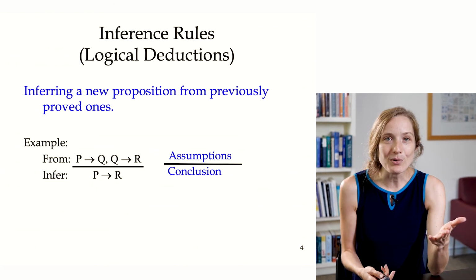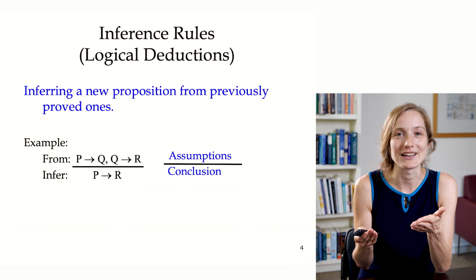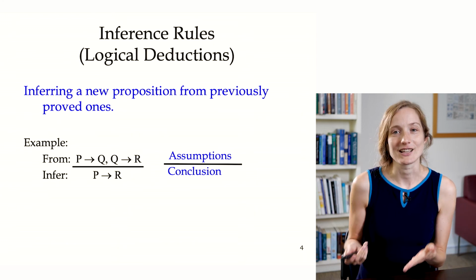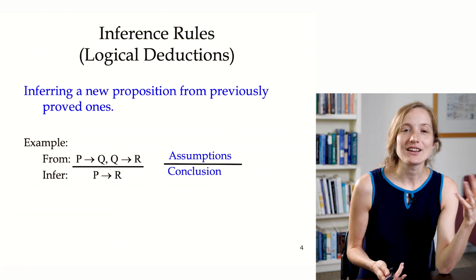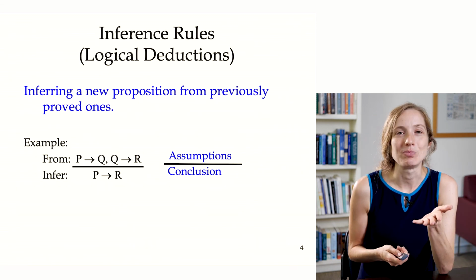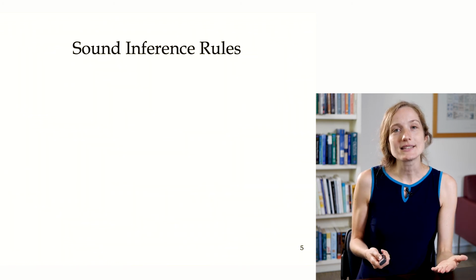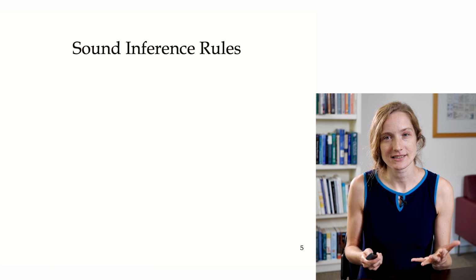So for example, maybe our assumptions are that P implies Q and Q implies R, and the purported conclusion is that P implies R. Any choice of collections of propositions on the top and the bottom give you a candidate inference rule. And the question is, when is an inference rule sound, or when is it kind of correct?